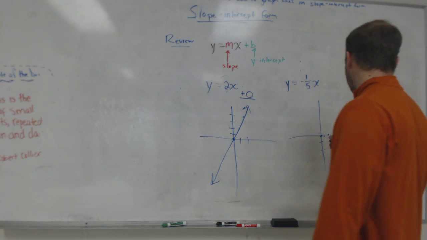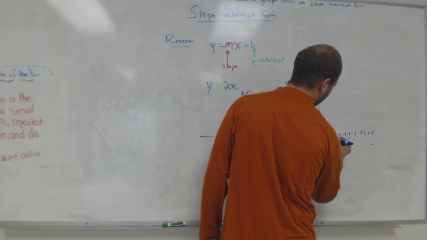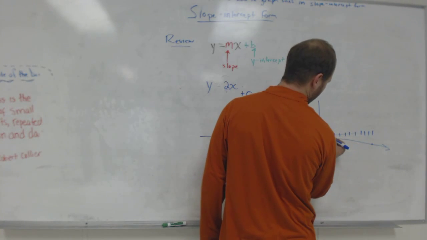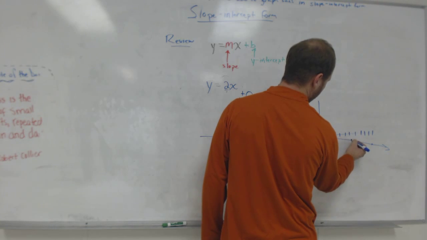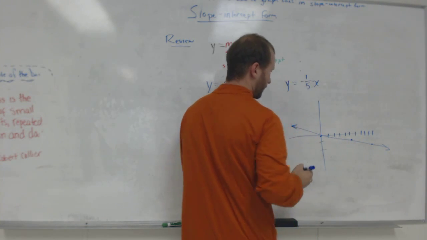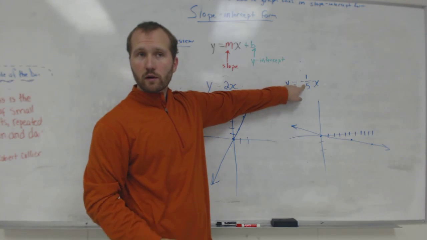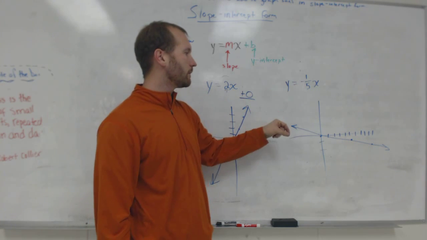That one is very, very gradual, right? Kind of, that point should probably be 1, 2, 3. Something like that. So this is a very gradual slope because it's a pretty small number. 1/5 is pretty small.